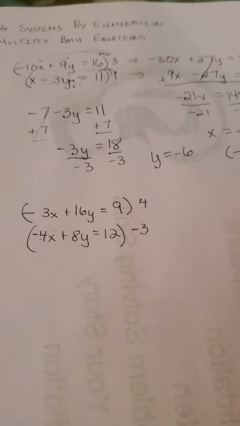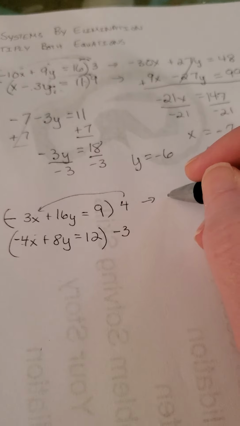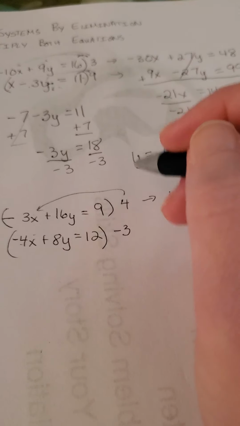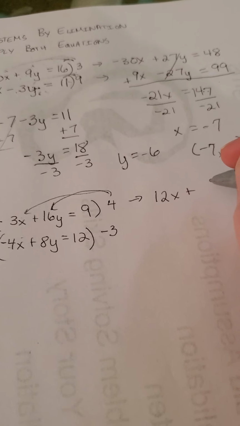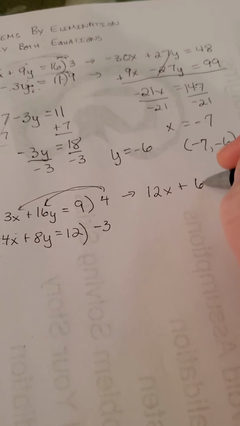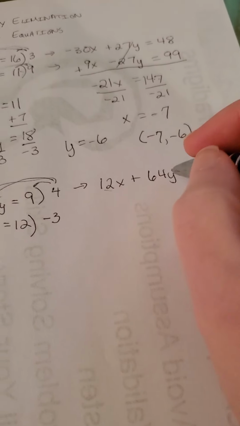So this time, whenever I do this, I'm doing 4 times a -3x is going to give me a -12x. 4 times a 16y is going to give me a plus 64y. And 4 times 9 is going to give me 36.